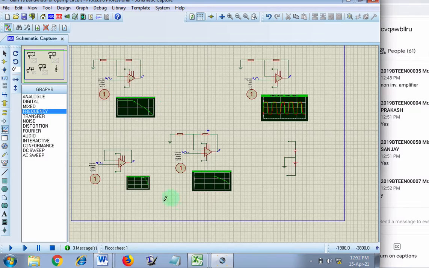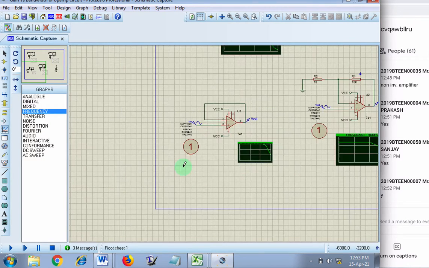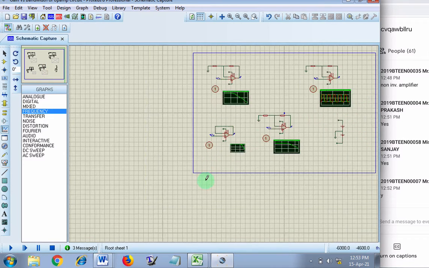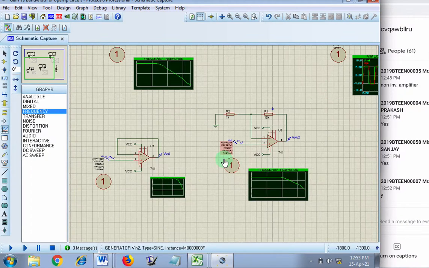So this experiment you will do. First of all, assemble unity gain and plot the frequency response. Then assemble one with gain 10 or 11, whatever you wish. 10 will be better; I have done it for 11 for simplicity. Then the third one is to assemble the circuit with gain 100 and observe that the bandwidth reduces as we increase the gain.